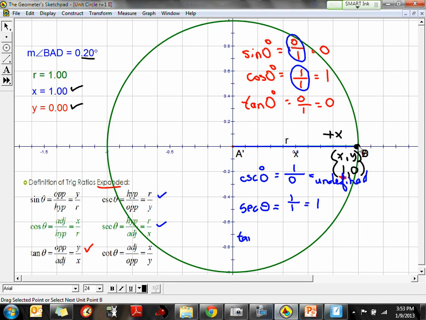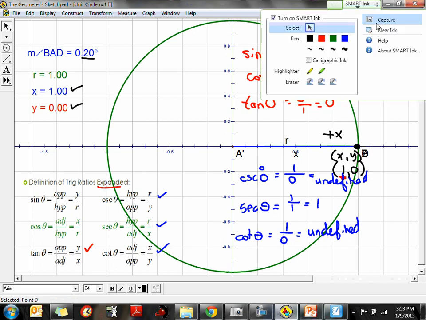Then if we do the cotangent of theta, it would equal the reciprocal of the tangent, which is x over y. So our x value is 1 and our y value is 0, which again gives us an undefined value. So when you do your 6 trig functions for these angles, you're going to get values of 1 or -1, 0, and undefined. So there's our first quadrantal angle.